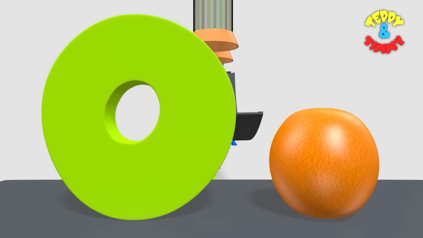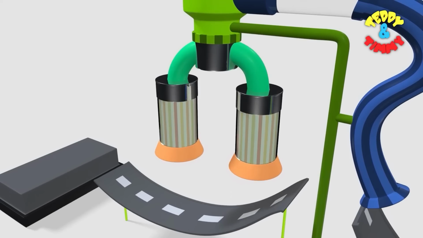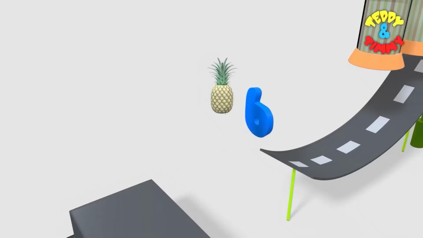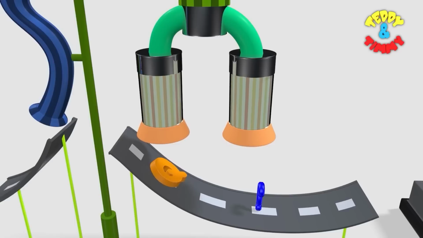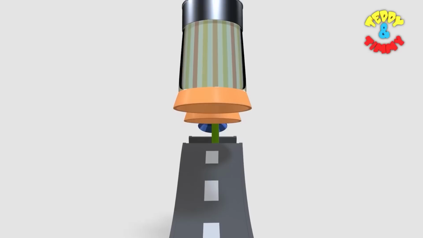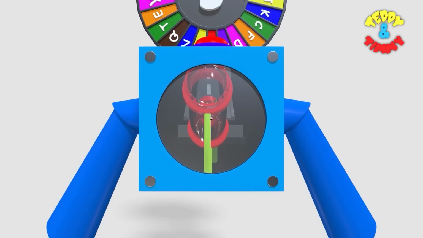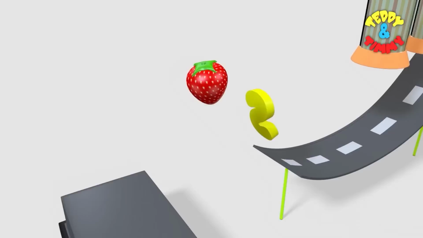O for orange. B. B for pineapple. Q. Q for question. R. R for rocket. S. S for strawberry.